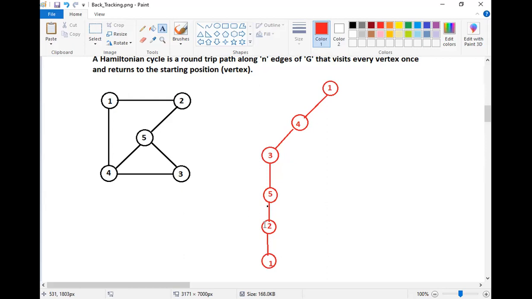2 to 1. Now, look at count the number of edges. 1, 2, 3, 4, 5. Is it equal to the number of vertices? First vertex, that is root node, and the leaf node. Are they same? Between them, we have 4 different nodes. Are there any duplicates? No. That means this particular path what we have got is a Hamiltonian cycle.